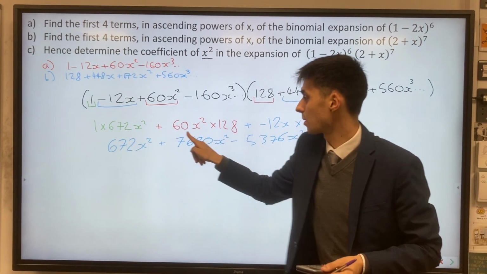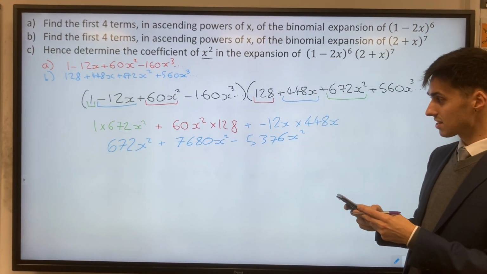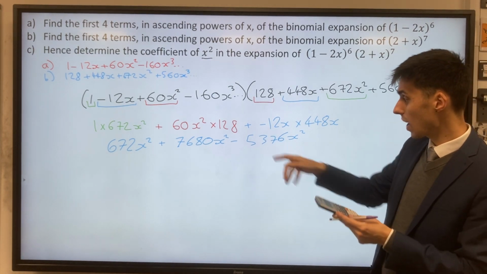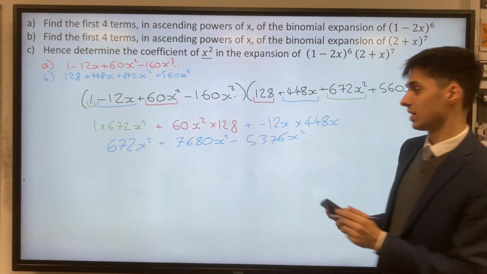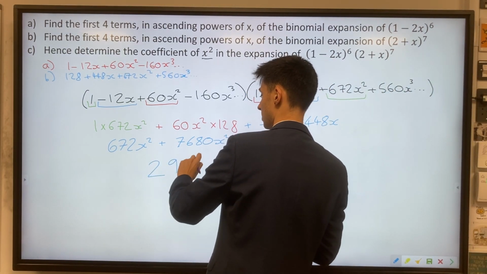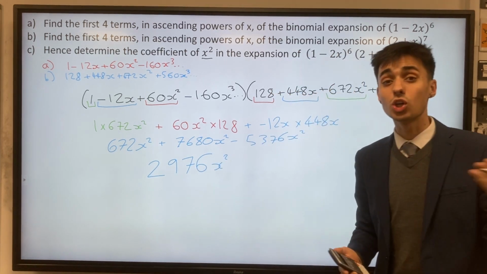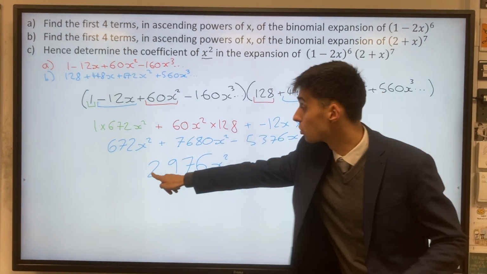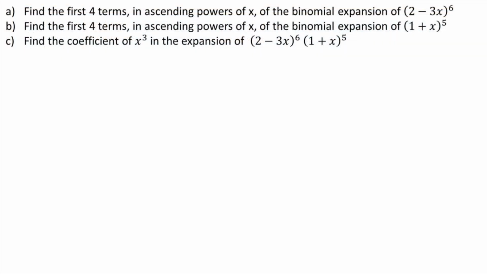If we work this out then, we're going to do 672 plus 7,680, take away 5,376. That leaves us with 2,976x squared. So the coefficient is 2,976 in this question.